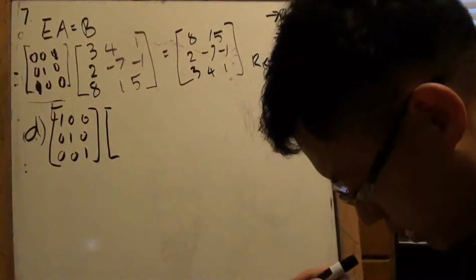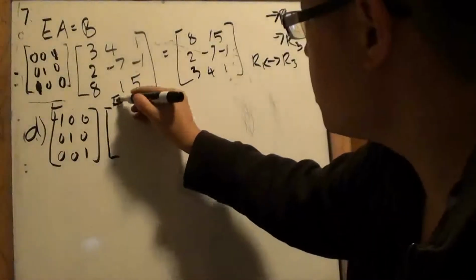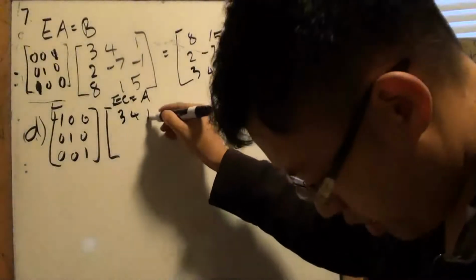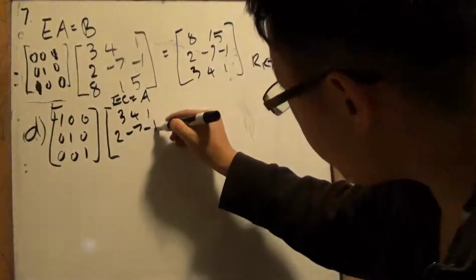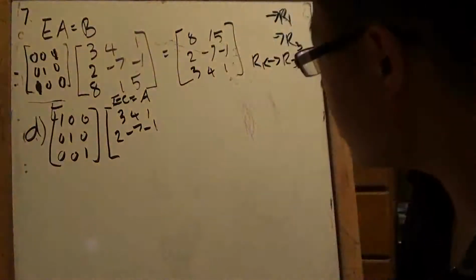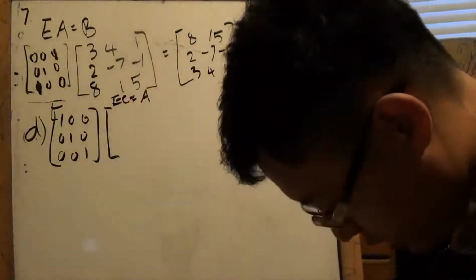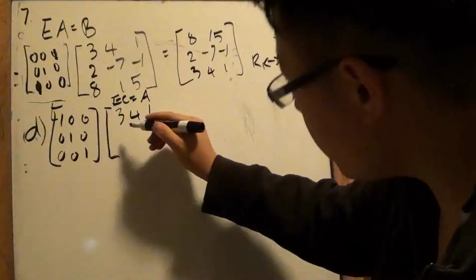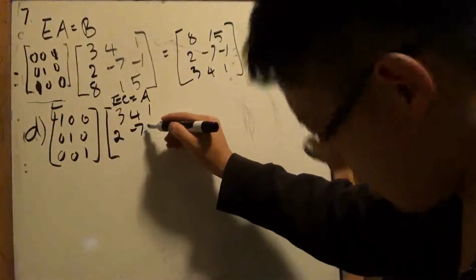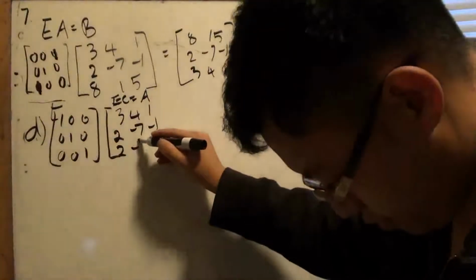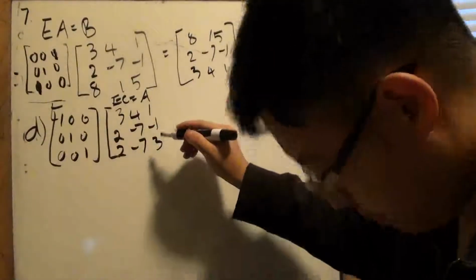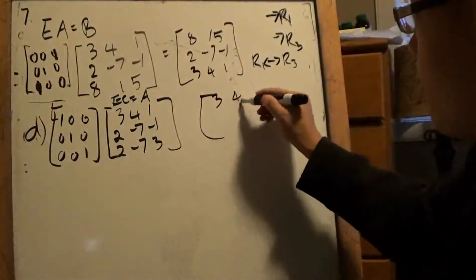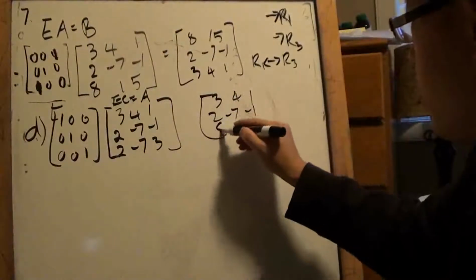So it's going to be EC equals to A. So C in this question happens to be 3, 4, 1, 2, -1, -1. No, I'm writing A. Shoot. Okay, so that's going to be 3, 4, 1, 2, -3. Oh, never mind, they do look pretty similar. And then the A is going to be right there, right? 3, 4, 1, 2, -7, -1, 8, 1, 5.